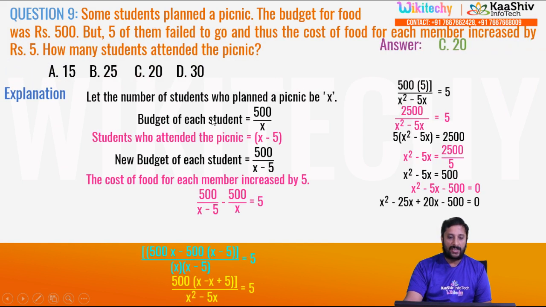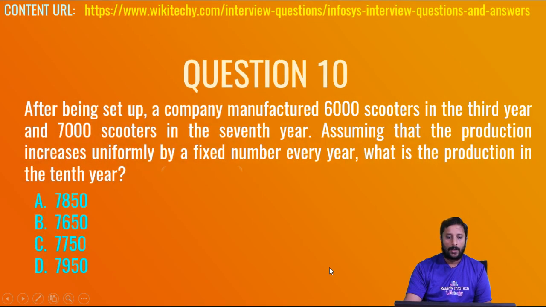Okay, so the budget of each student is equal to 500 divided by x, it's a kind of average. x is the number of students. Students who attend the picnic is x minus 5. The new budget is 500 divided by x minus 5. That's the new budget. So new budget minus old budget is equal to 5 for each. Solving this equation, you will be getting the answer as 20. So that's the answer. Let's move on to the next question.